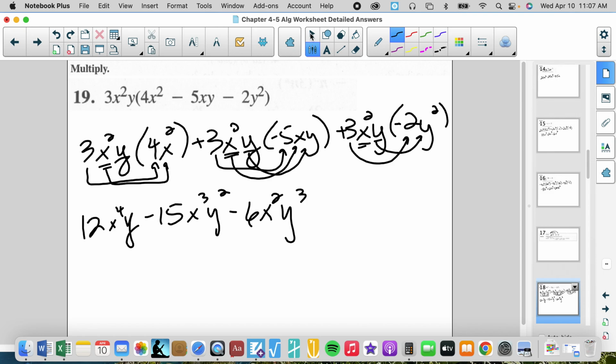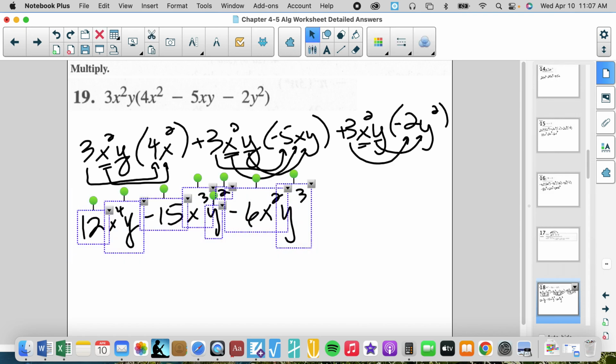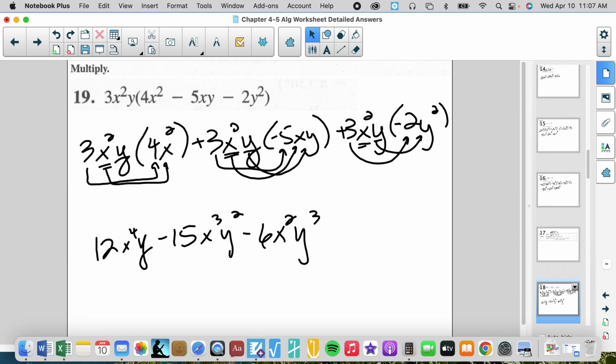Now the question is, is that in standard form? Well, first of all, can I combine any of them? No, none of them have the same variable to the same exponent in any of them. And is it in standard form?